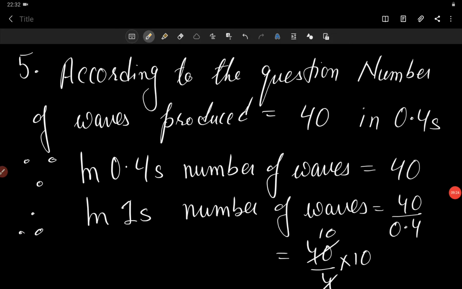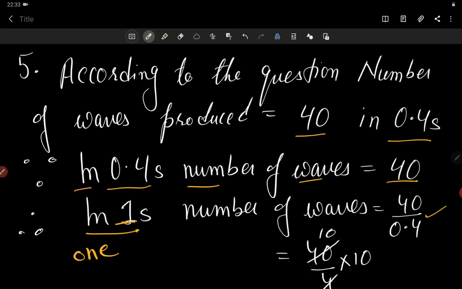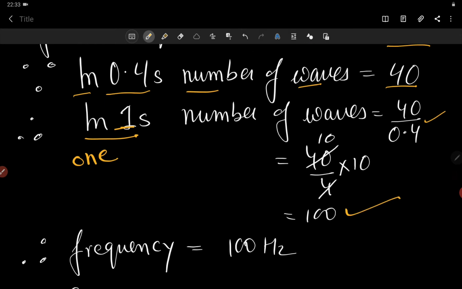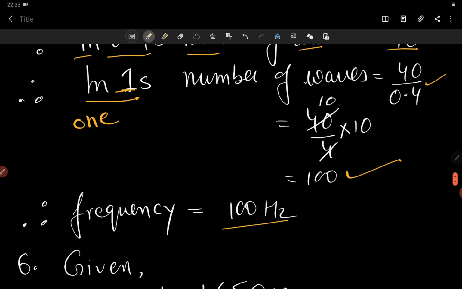So coming to the solution of number 5, according to the question, number of waves produced are 40 in 0.4 seconds, right? So I can write in 0.4 seconds number of waves equals 40. So in 1 second, the number of waves should be 40 upon 0.4, which on calculating shall give me 100. Thus the frequency should be 100 hertz.